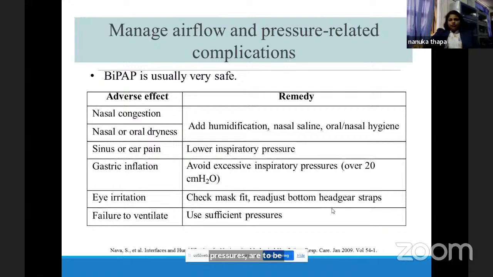Eye irritation: check for the mask fitting, because if the mask is not fitted properly over the nasal bridge, there may be leakage, and that may cause eye irritation. And failure to ventilate, then use sufficient pressures.